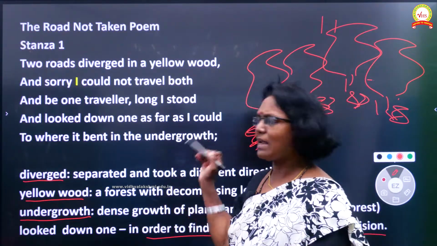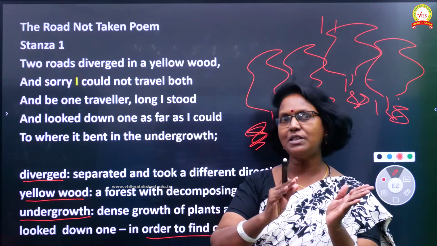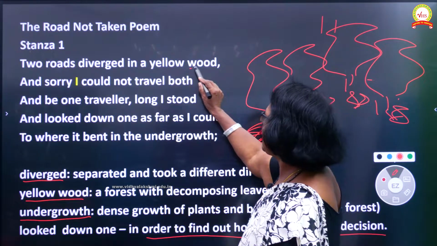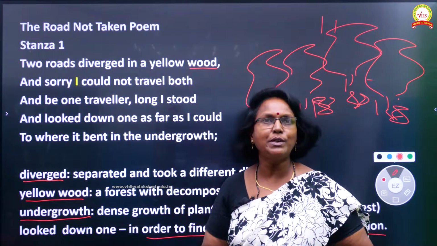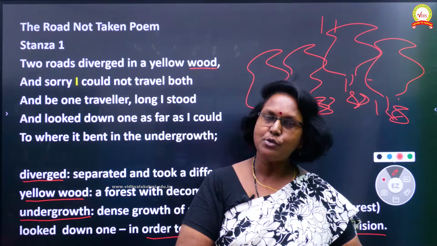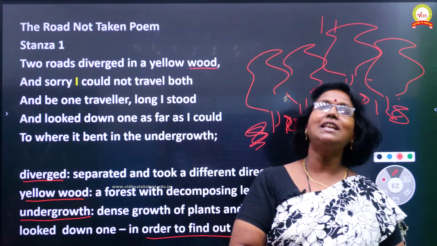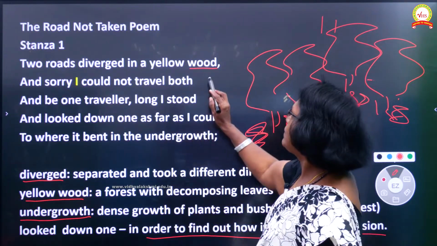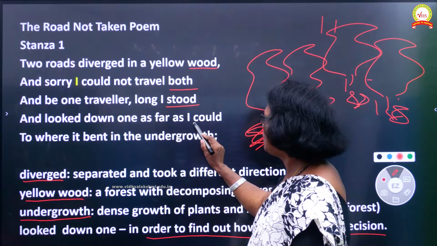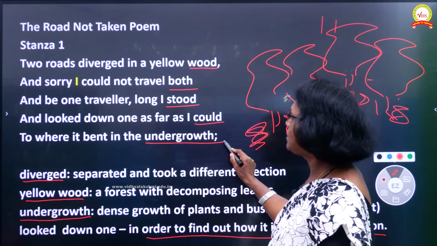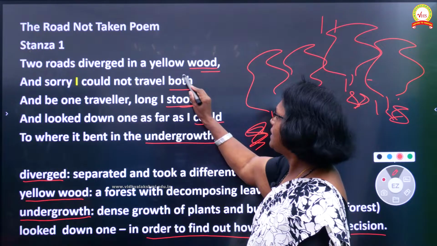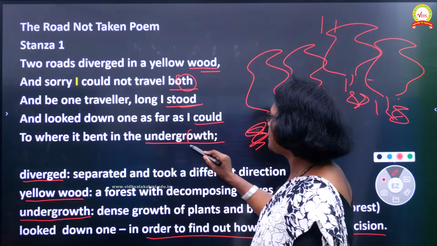When it comes to the rhyme scheme and the other things, I'm going to deal with it in the end. But even now, you can have a little bit of an idea. Whenever it is a rhyme scheme, what do we do? We take every line of the poem, the last word, and then we go to the last syllable. So we have here wood, and both, stood, could, undergrowth. So we just take here wood.